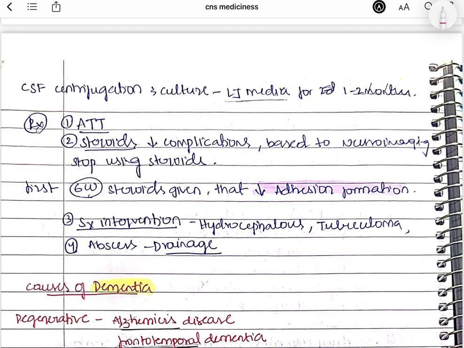Coming to treatment, just 4 things: anti-tubercular therapy, steroids to decrease adhesions and also decrease complications, and then surgical intervention if there is any tuberculoma or hydrocephalus. If there is any abscess, you just drain it.